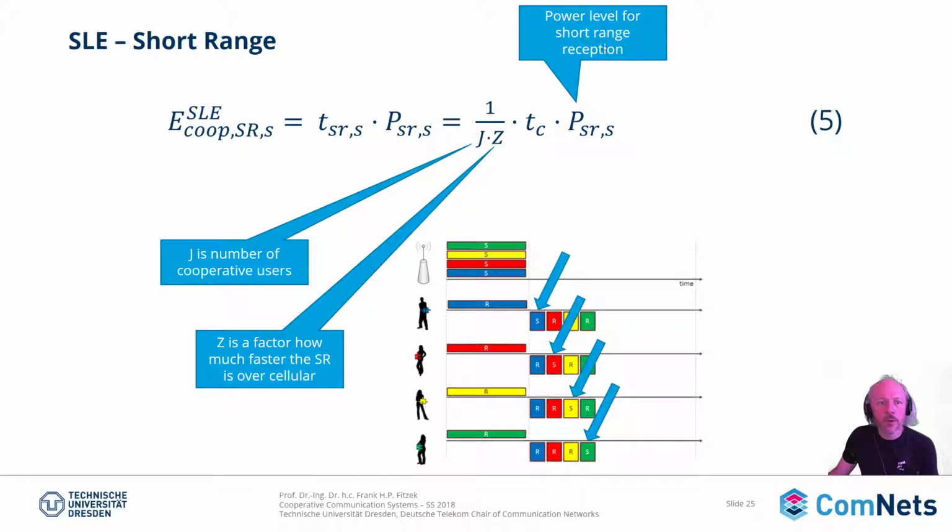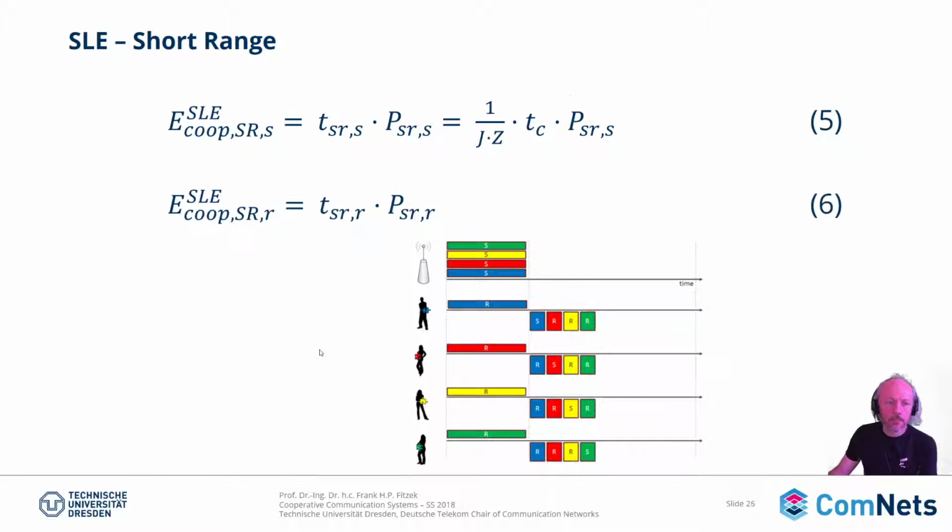So the power level for short range reception, this is a technical detail you can look up in the technical specs. J is still the same as before, the number of cooperative users, and Z is a factor of how much faster the short range is over the cellular in data rate.